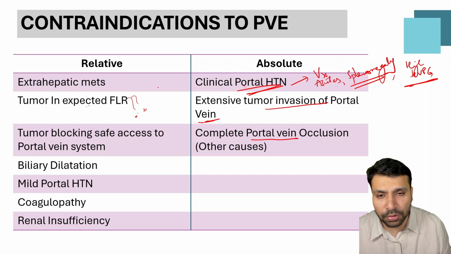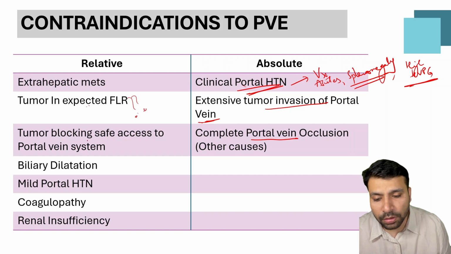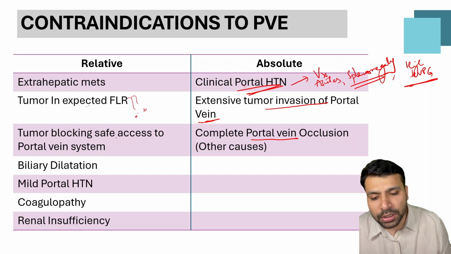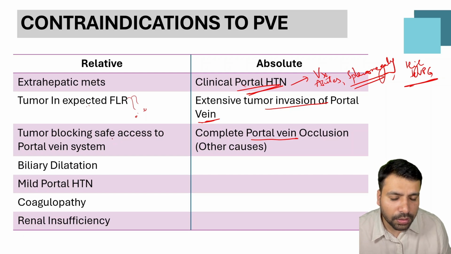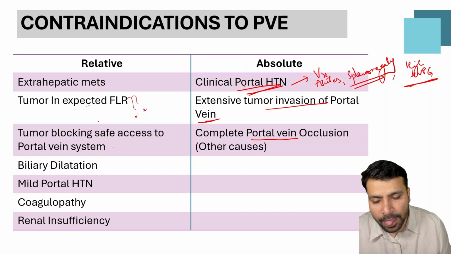I hope you understand what I'm saying. Even a tumor present in an FLR is not an absolute contraindication. We can do something about it. Tumor blocking safe access to the portal vein system is a relative contraindication. Why? Because we have sufficient technical expertise now to tackle these sorts of things.